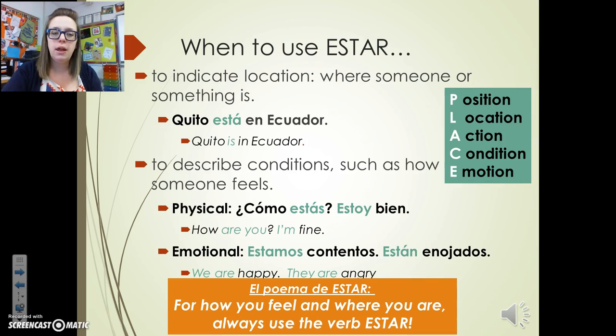There is also a lovely poem that you can use to remember when to use estar. So, for how you feel and where you are, always use the verb estar.